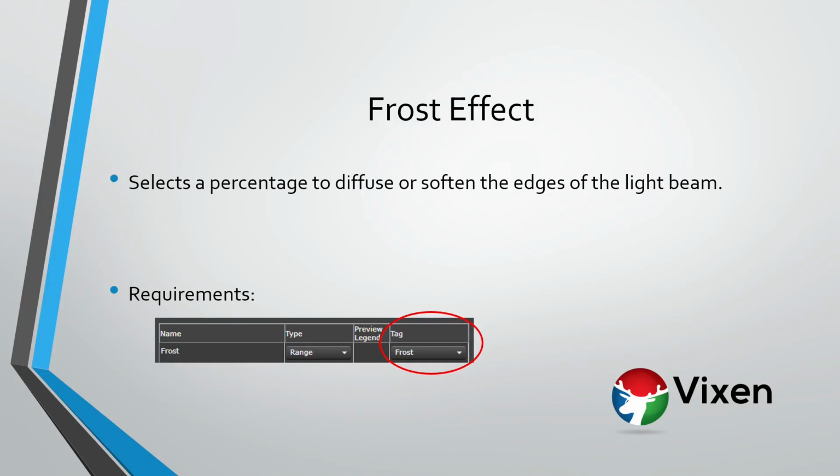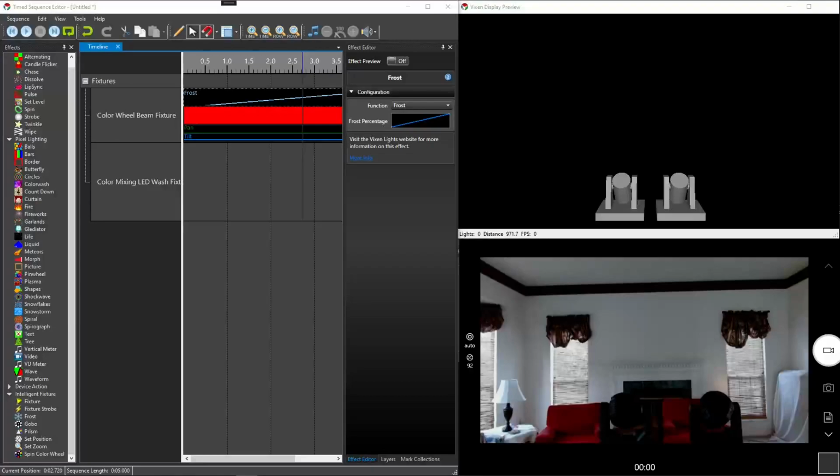The next function we are going to look at is the Frost Effect. This effect selects a percentage to diffuse or soften the edges of the light beam. This effect requires a range function with the frost tag. The frost effect has two settings. The first is a drop-down to select the frost function. If your fixture had more than one frost function, this drop-down would let you pick the desired function.